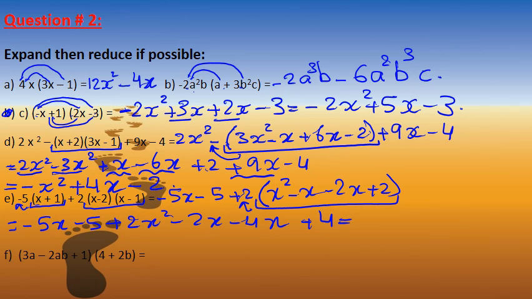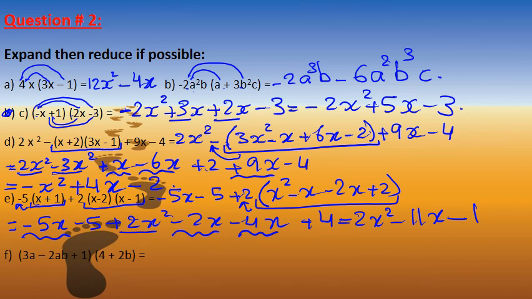Now the like terms. Here we have 2x squared, so we write 2x squared minus 5x minus 2x minus 4x. Minus 5 minus 2 is minus 7, minus 4 is minus 11x, minus 5 plus 4 is minus 1.